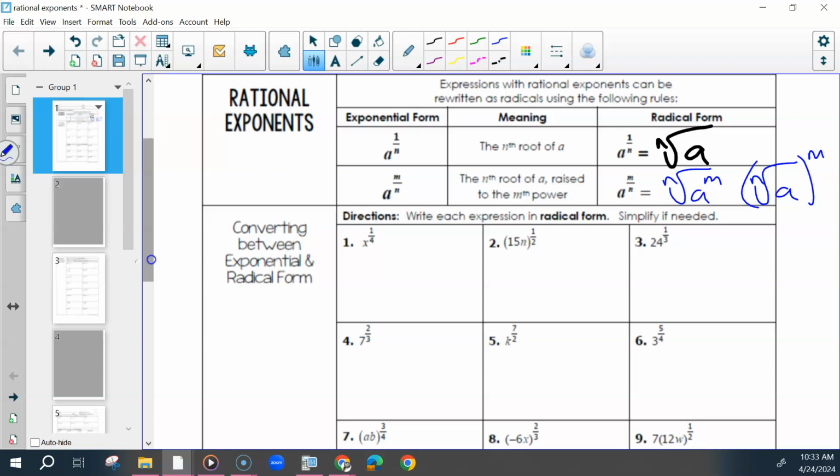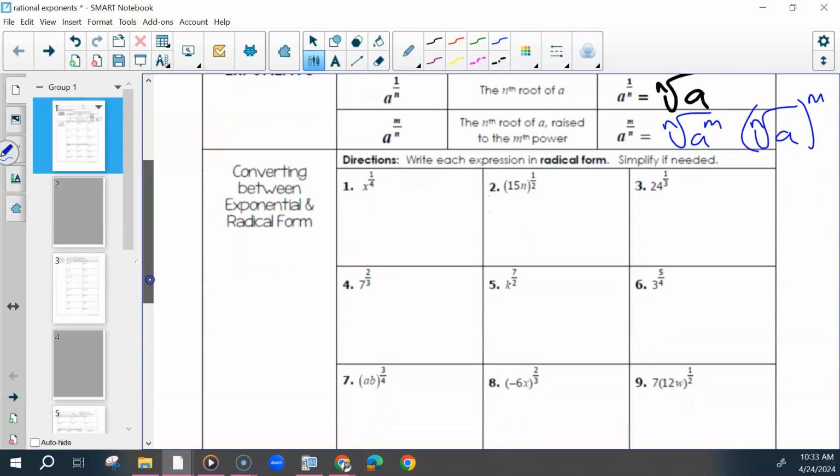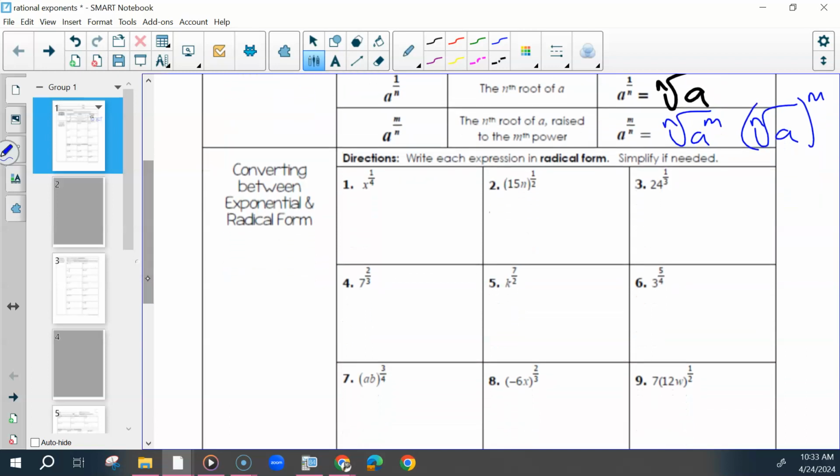And first we're just going to convert. We have a bunch of terms in exponential form, and we're going to convert it to radical form, and then we're going to do the opposite, and then we're going to simplify. So if I had something like number 1, whatever the denominator is, that's my index. So this would be the 4th root of x. Questions there?